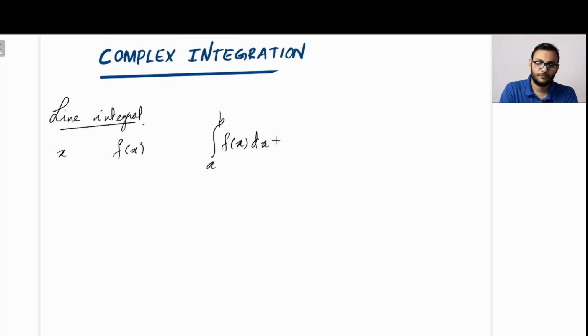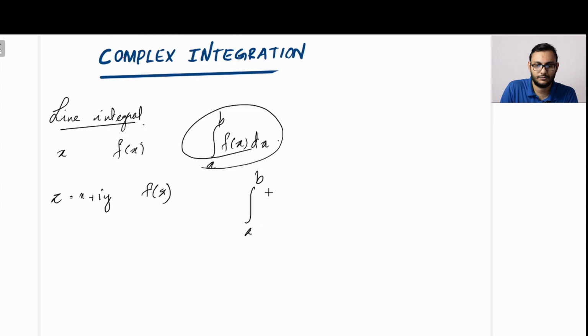Similar to this, if we have a complex variable z, which is actually a function of both x and y, then we also have a complex function f of z. Then we can write the complex integration in a similar form as the integral from a to b of f of z dz. The difference is that in this example a and b are points on the x-axis, but here a and b are points in the complex plane. I think you got my idea.